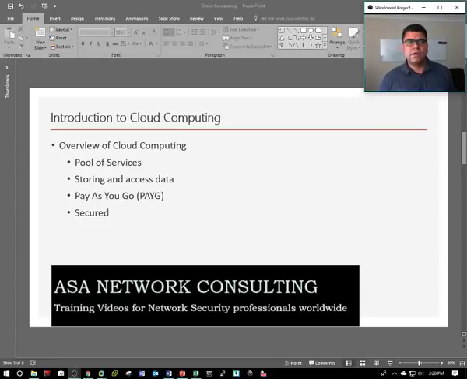It can be creating a virtual machine in the cloud, or it can be hosting your application on the virtual machine. You can also look for storage and backup solutions based on your requirement. So these companies, the cloud providers, offer different types of services as per the customer's requirement. So it's like a pool of services being offered by the vendors.